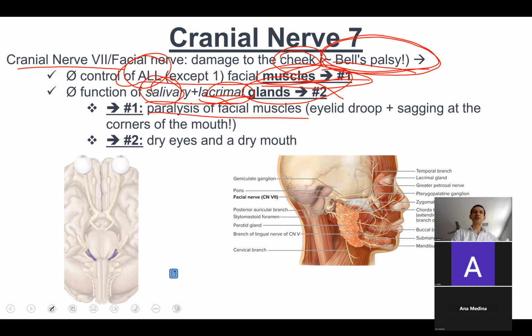So, paralysis of facial muscles, dry eyes, and dry mouth. That's your Bell's palsy. That's your severe damage to the nerve. If the area of the cheek where it leaves the bone is hurt, severe damage. Okay, not your slap or something. Okay, so don't forget eyelid droop, sagging at the corners of the mouth. That's not a trivial thing.